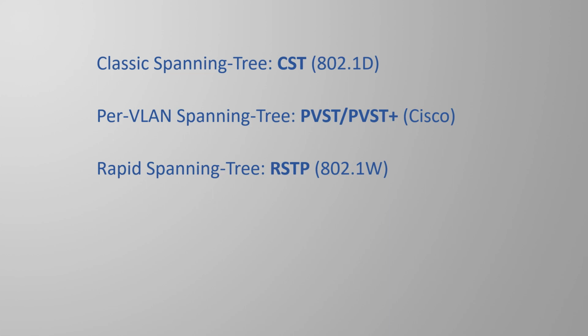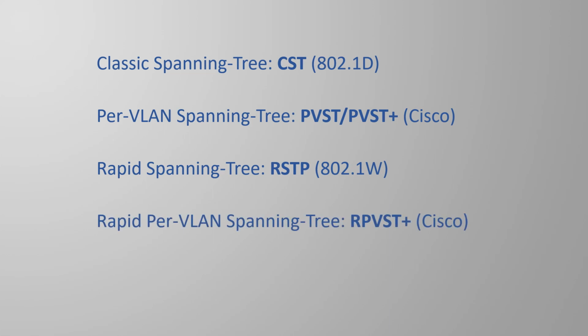Cisco liked these changes, but they also liked the idea of treating VLANs individually, so they created another of their own standard. If you hadn't noticed, Cisco are kind of known for doing that. So they released Rapid Per-VLAN Spanning Tree, all the advantages of RSTP and PVST in one protocol. Once again though, this is Cisco only, so other vendors can't use it.